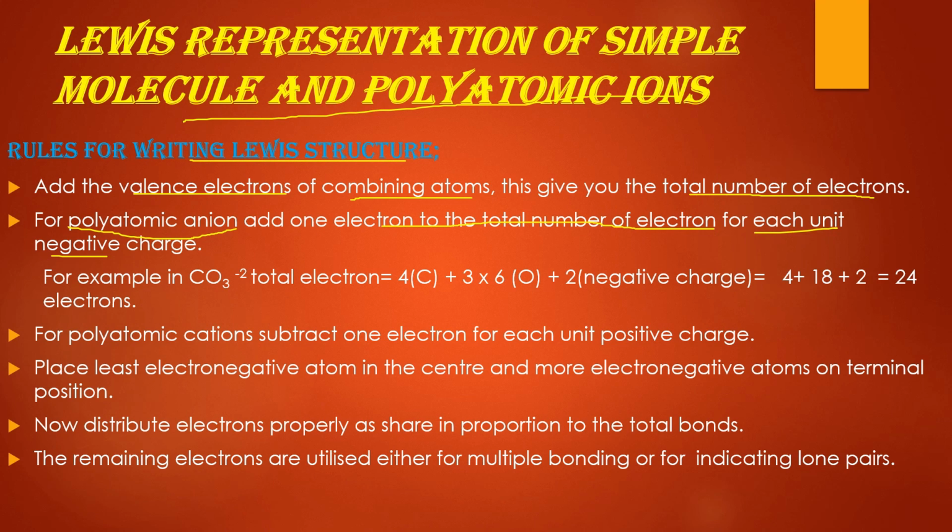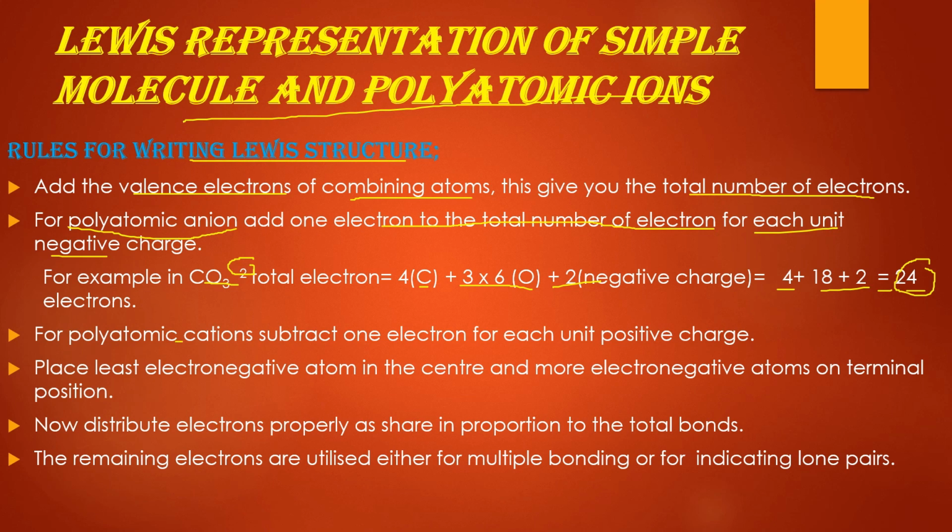For example, in CO3 2 minus, total electrons: in carbon the valence shell has 4 electrons, so 4 electrons of carbon. Then oxygen is having 6 electrons in the outermost shell and 3 atoms of oxygen are present. So 3 into 6 for oxygen atoms, and minus 2 charge is there, यानी कि 2 electrons for the negative charge. तो total कितने हो गए आपके 4 plus 18 plus 2, and it is equal to 24 total electrons. Means we have to distribute these 24 electrons among carbon and oxygen in the CO3 2 minus ion.